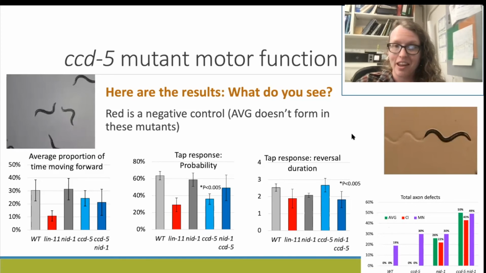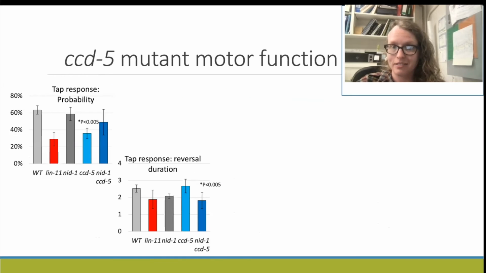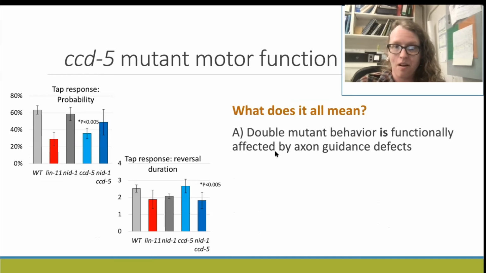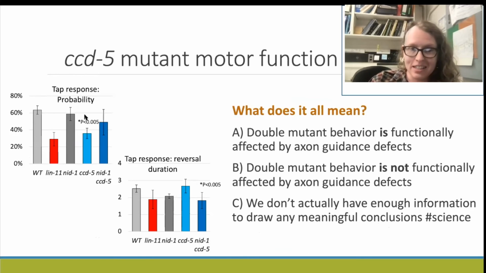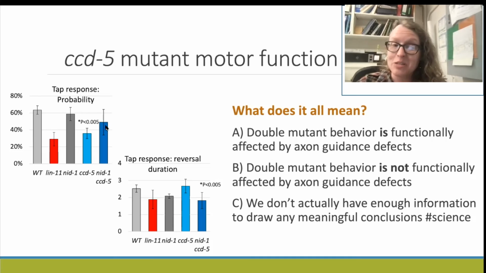Okay. So let's talk about it. What does it all mean? So this is significantly decreased. Our single mutant CCD5 is significantly less likely to respond to TAP than wild type or NID1 single mutant. It's not significantly less likely to respond to TAP than our double mutant, but our double mutant is also not significantly different from our wild type, because statistics.